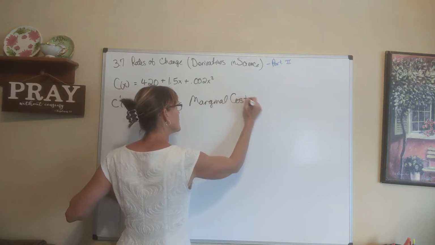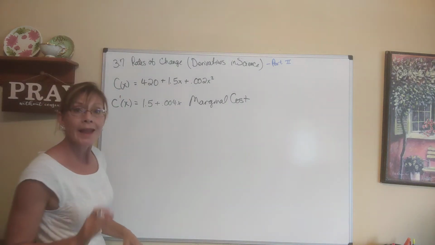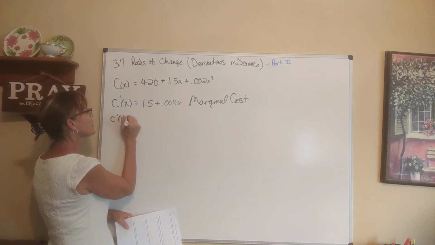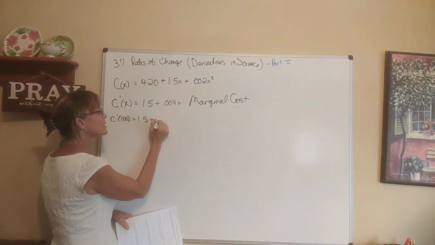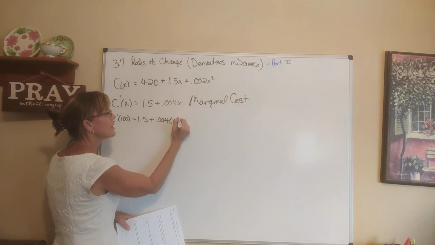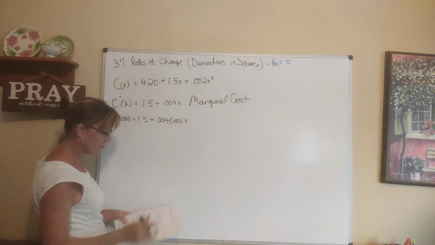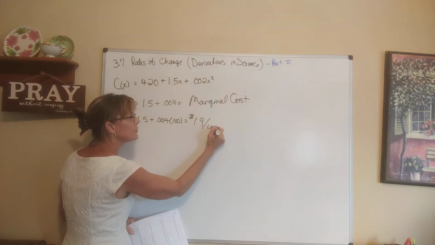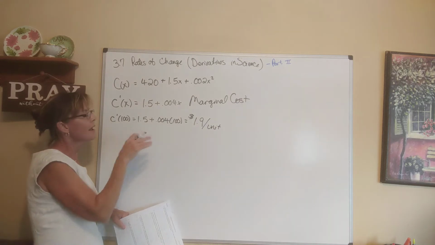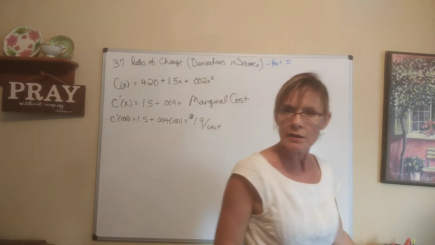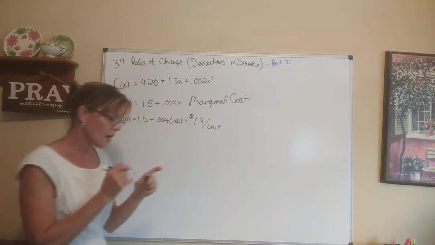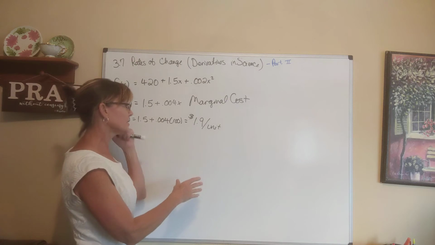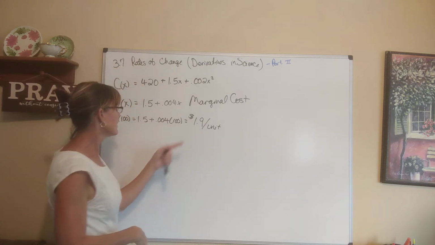So what they asked us to do here was find the marginal cost and then find it when 100 units are being produced. So let's do that. C prime of 100 is 1.5 plus 0.004 times 100. And what we get this to be is 1.9. And the units are dollars per unit. Okay? So when we're producing 100 items, it is costing us $1.90. That's the rate of change of increase of the cost when we're producing that 100th unit.